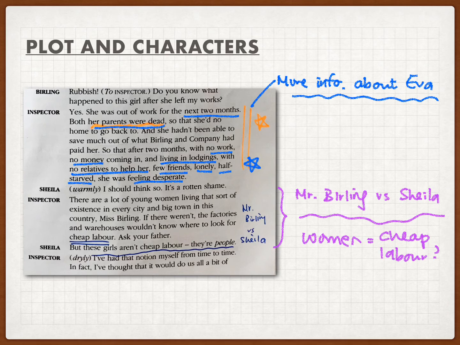But to Sheila, these girls weren't cheap labor, they were people. So this was how Mr. Birling and Sheila viewed women differently. To Mr. Birling, women were just cheap labor. But Sheila was a young girl as well, so she felt sorry for these young women. She thought they were just normal people, and they should be treated equally like all other men. They were not cheap labor. And that's what the inspector believed as well.